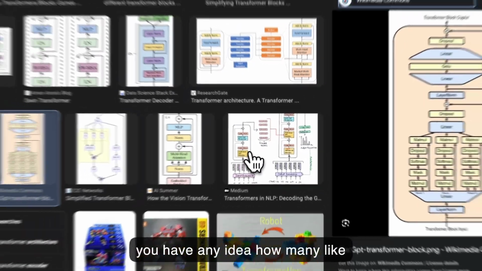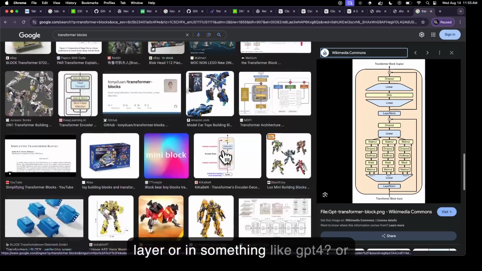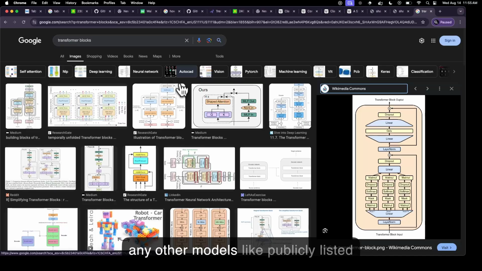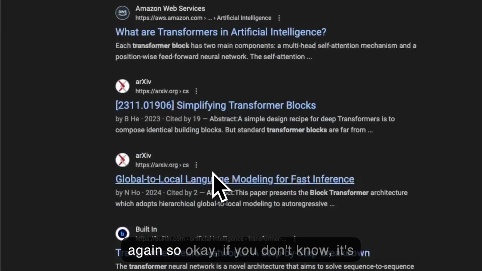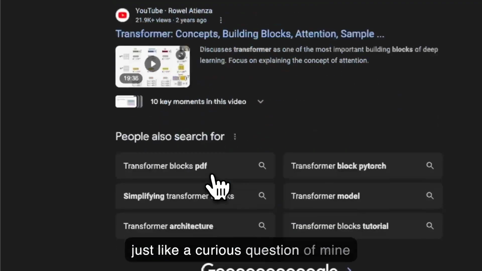Do you have any idea how many multi-attention heads might be in a layer in something like GPT-4? Or any other models, like publicly listed specs that you've read? It's okay if you don't know. It's just a curious question of mine.